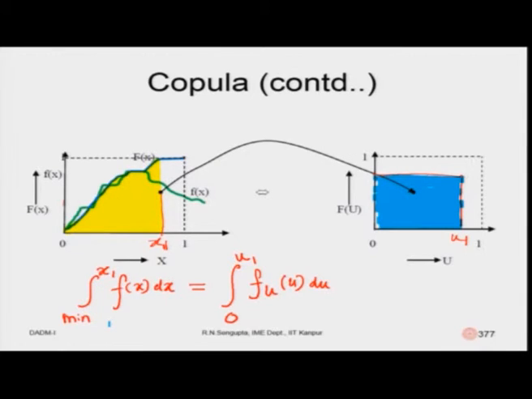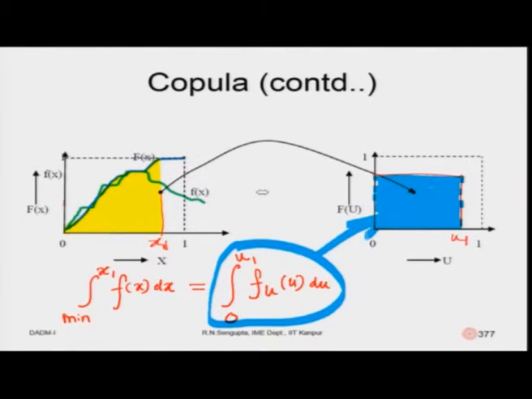Right. So, this is the blue part which is here, and this is the yellow part which is here. So, there is a 1-to-1 correspondence between the values of u 1 which is here and x 1 on the actual axis for this univariate case, and you can find out the u 1 and then do the calculations for the copulas accordingly.